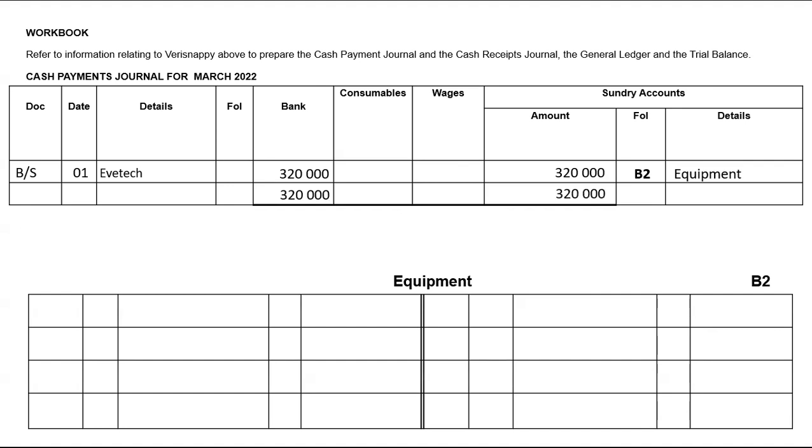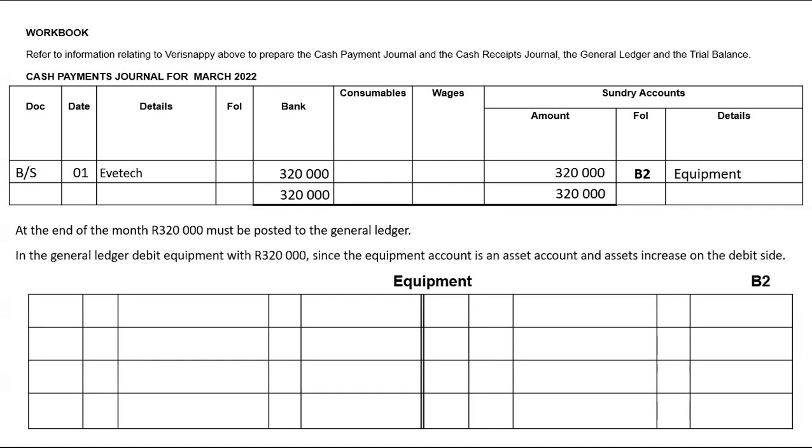At the end of the month, this 320,000 will be posted to the general ledger. In the general ledger, we are going to debit equipment with the 320,000, since the equipment account is an asset account, and assets increase on the debit side.